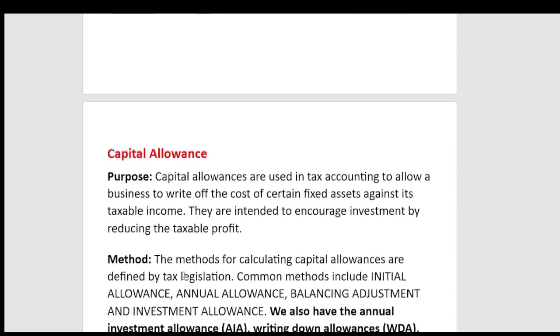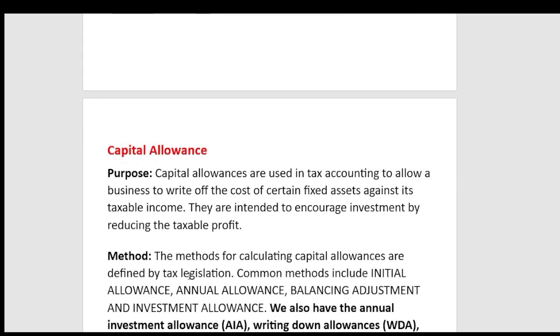Now let's go to capital allowance. I hope we understand what depreciation is all about. Capital allowances are used in tax accounting to allow a business to write off the cost of certain fixed assets against its taxable income. They are intended to encourage investment by reducing the taxable profit. In a nutshell, capital allowance is used to reduce tax liability.